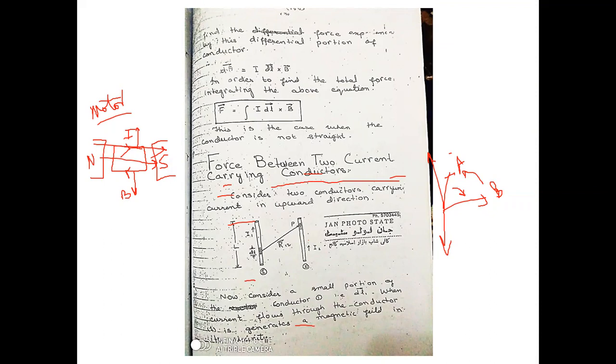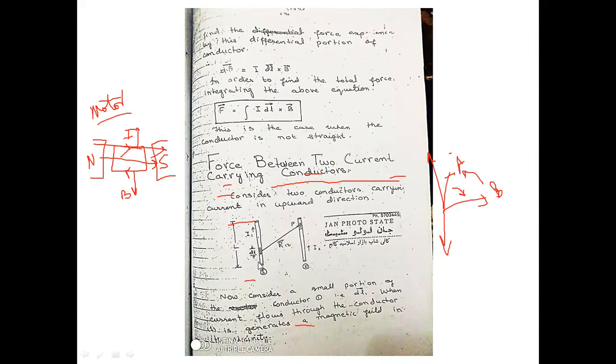Now the force between two current carrying conductors. The previous one was the case for one conductor. Now we have two conductors. This is conductor number one, and this is conductor number two. Taking a differential portion of this length dl, and this is the point of observation on conductor number 2. L is the length of the conductor, and these two have the same length L.